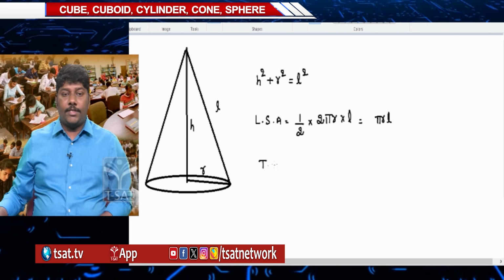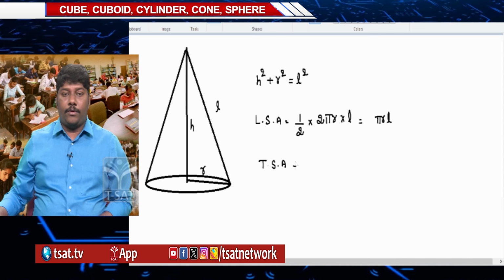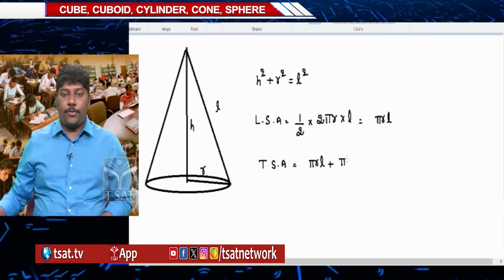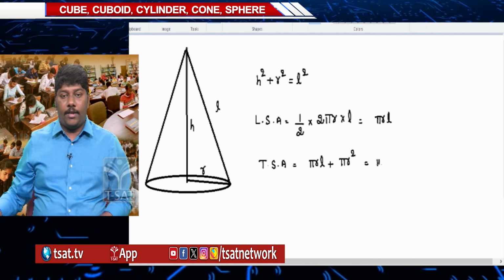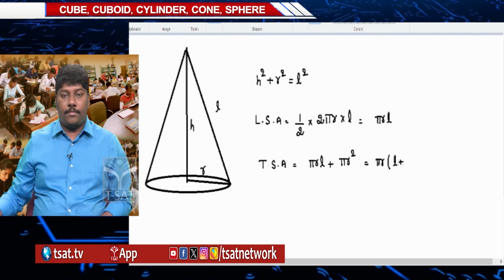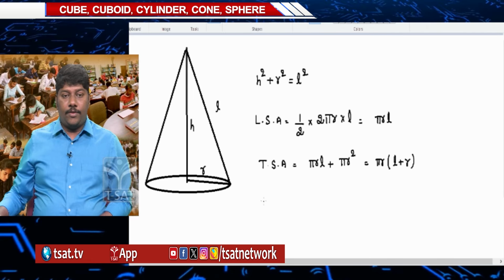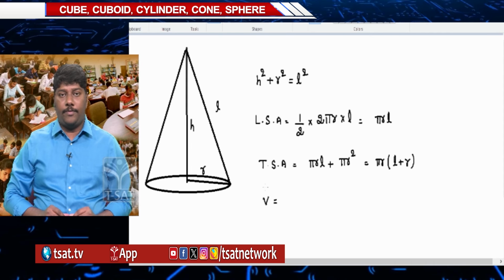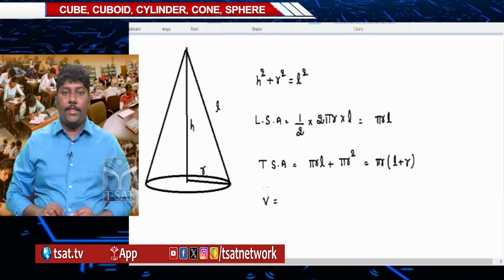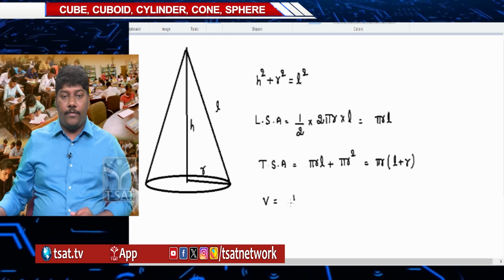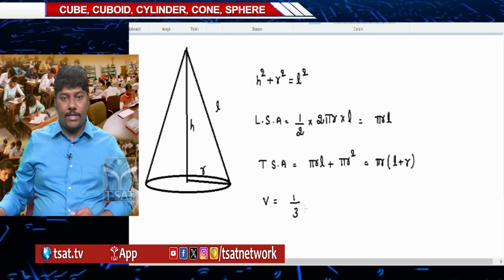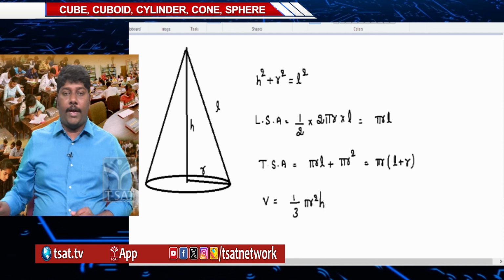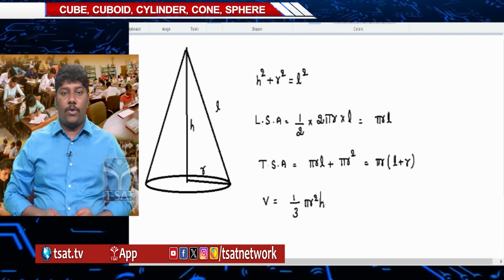What is the total surface area of a cone? Total surface area of a cone is, to the lateral surface you add the base area, which is pi r square. Therefore, taking pi r common, you will get pi r into L plus r. Now, what is the volume? Volume of a cone with the same dimensions is simply 1/3 of the prism volume. Prism means here cylinder. So, 1/3 of the volume of the cylinder. If the dimensions are the same, 3 cones equal 1 cylinder in terms of volume. 1 by 3 pi r square h is the volume of the cone.